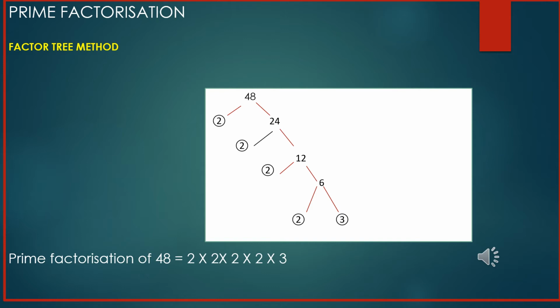Next, we have to find the smallest prime factor of 24. That also is 2. 2 into 12 gives 24. Next, 2 into 6 gives 12 and 2 into 3 gives 6. Here we can stop the factorization. Now we got all the prime factors of 48. The prime factorization of 48 equal to 2 into 2 into 2 into 2 into 3. Did you understand?